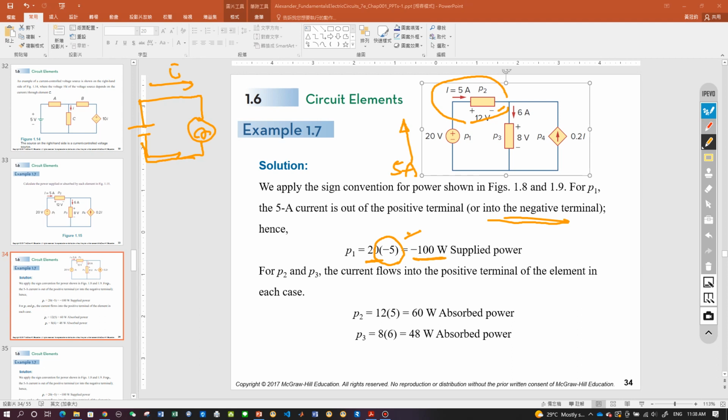So this is minus 100 watts. It is supply power, supply power. Because this is negative, so it is supply power. Power 2 and power 3 is easy.